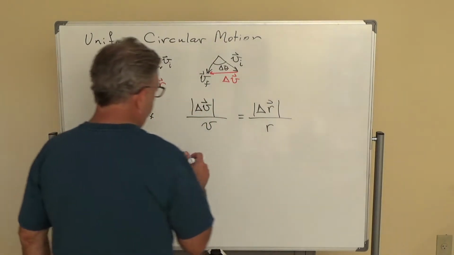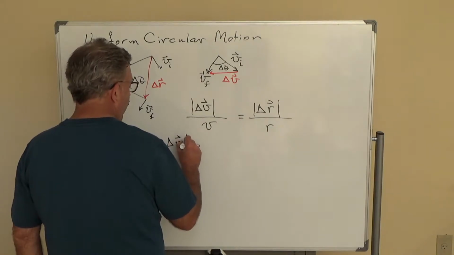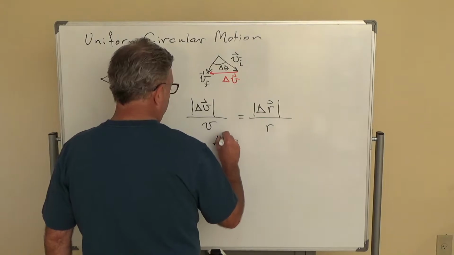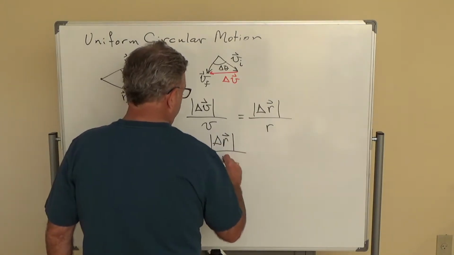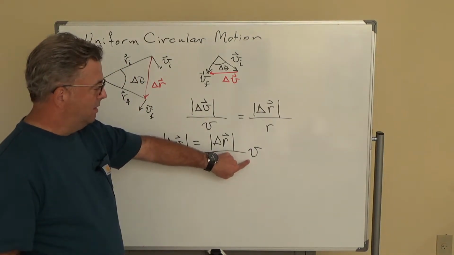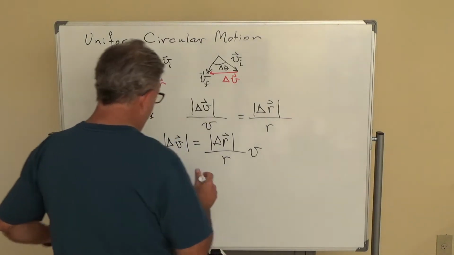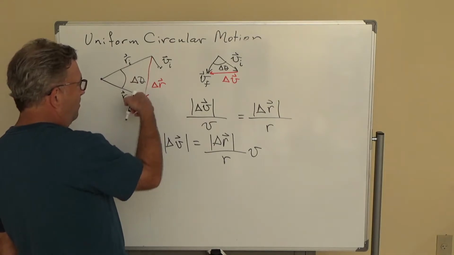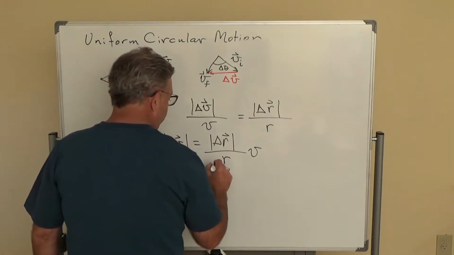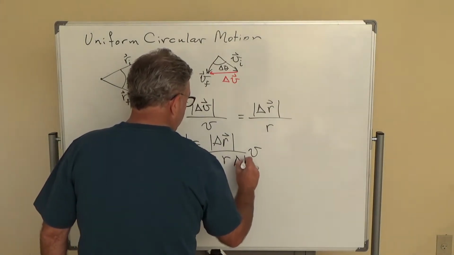Now, I'm going to move this around. So delta v, do a little bit of algebra. Delta v is equal to delta r divided by r. So I'll just move v over here to the right-hand side, okay? Then divide through by delta t, because this did happen in some time delta t. So I'm going to divide both sides by delta t.